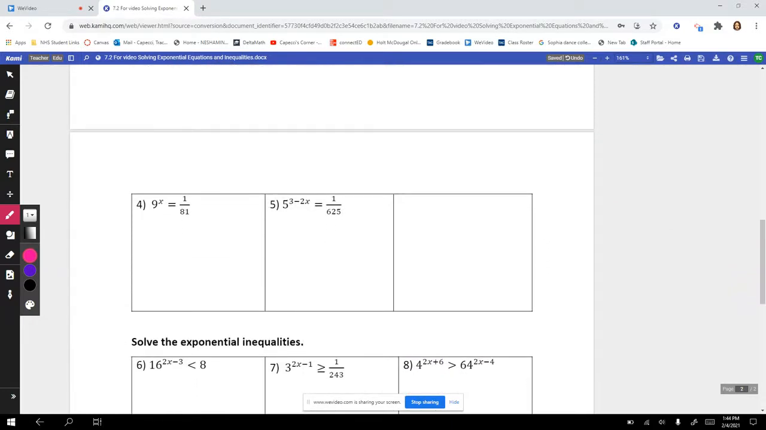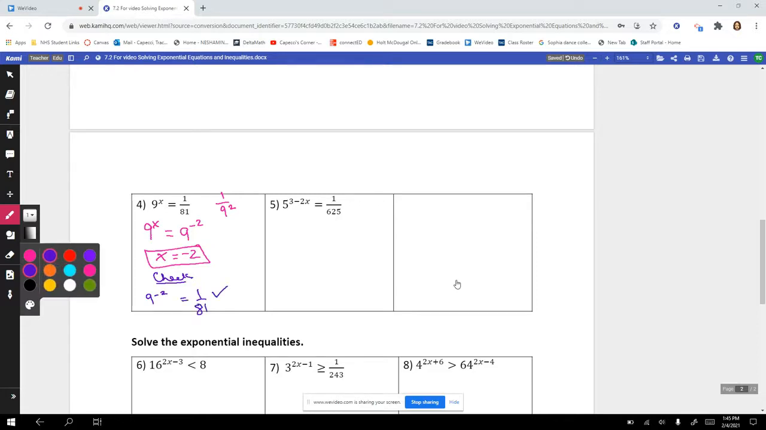Now we're going to have the same idea, but now we're going to work with some fractions, right? So we have some negative exponents. This gives me 9 to the x power is equal to 9 to the negative 2 power, right? And if you need to break it down further, you can do that first if you can't see that. So x is equal to negative 2. Now again, you can check that. If I want to check it, I have 9 to the negative 2 is equal to 1 over 81, which is true, so I know I'm all set.